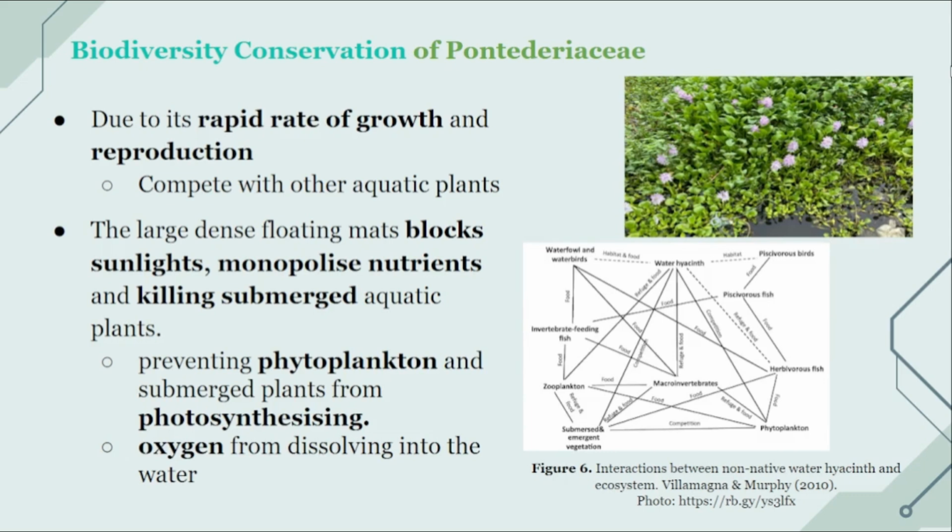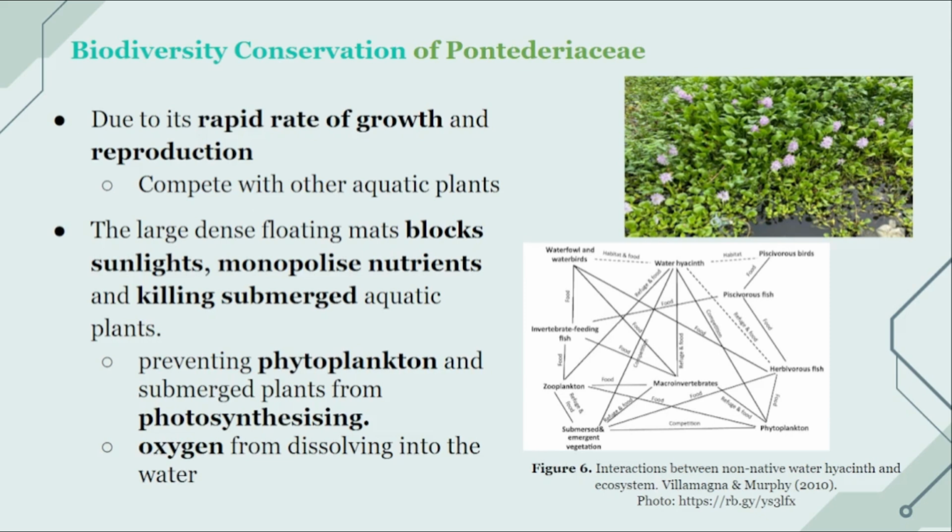Due to its rapid rate of growth and reproduction, this weed can outcompete other aquatic plants. Then the large, dense floating mats of water hyacinths block the sunlight and monopolize nutrients, killing submerged aquatic plants. Then the mats not only block the sunlight, preventing phytoplankton and submerged plants from photosynthesizing, they also prevent oxygen from dissolving into the water, thus causing an overall drop in dissolved oxygen concentrations.